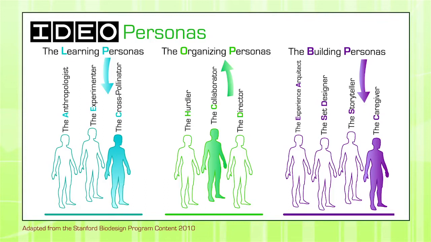In this sense, there are three main groups of personas for IDEO. The learning personas, the organizing personas, and the building personas. In the learning personas, we are going to see the anthropologists, the experimenters, and the cross-pollinators.